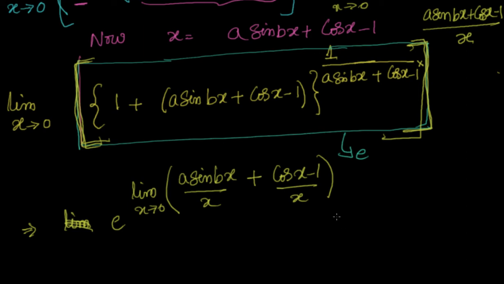Now you can ask me, when you say (1 plus x) to the power of 1 by x, your x should tend to 0, right? Yes, you are exactly right. If x tends to 0, you can see that a sin bx plus b cos x minus 1 also tends to 0. You can put that, but that is implicit.